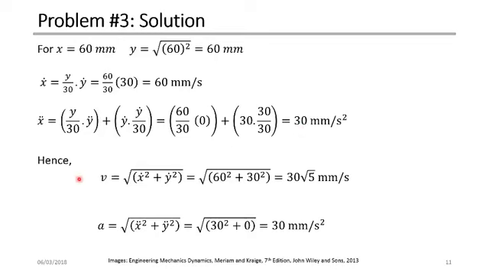And now we can calculate the total velocity and acceleration, where the velocity is the square root of the x component squared plus the y component squared.